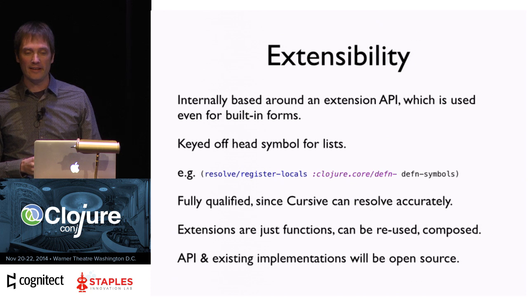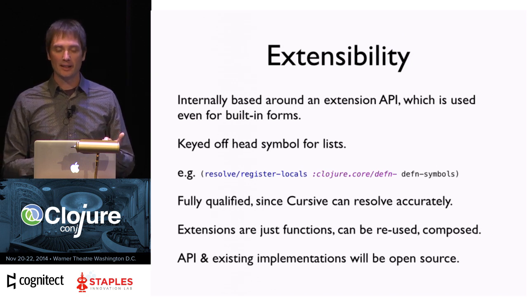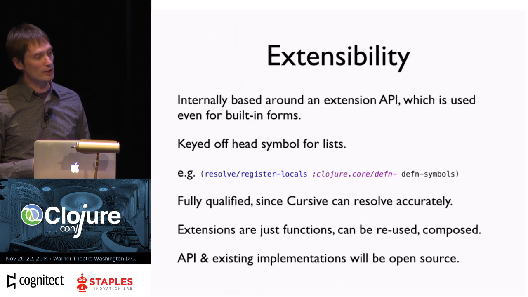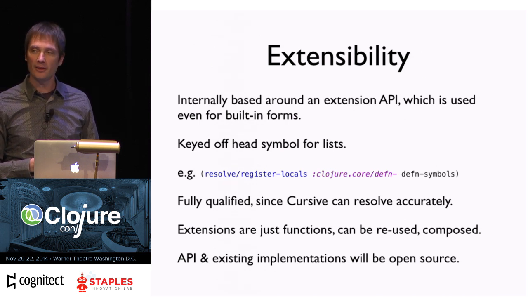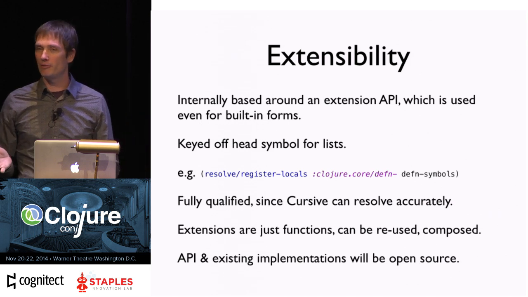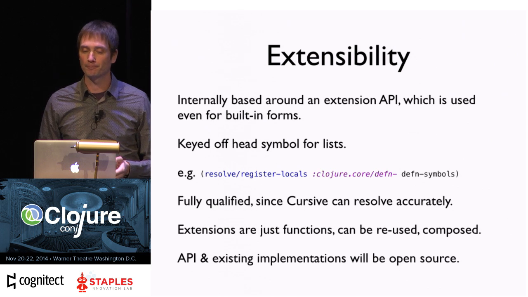One thing to notice is that the keyword there is fully qualified. So since Cursive can actually resolve accurately, you can actually discriminate based on the fully qualified symbol. And this is important these days because if you have a form starting with just defn, you don't know. It might be clojure.core/defn, it might be schema defn, it might be core.typed defn. So there are a lot of different things here, and you have to be able to distinguish them because you have to treat them differently.